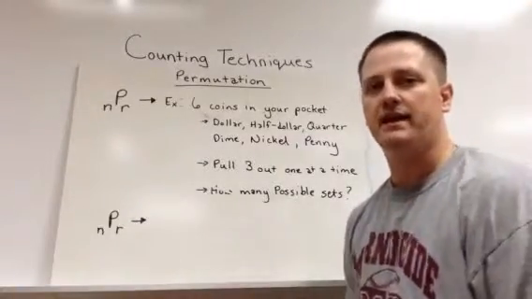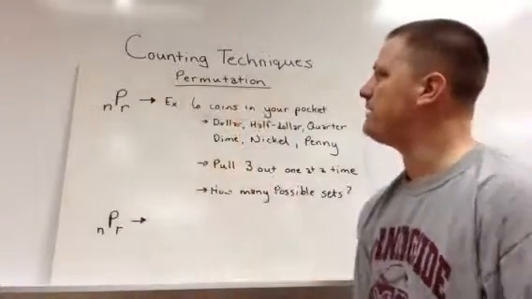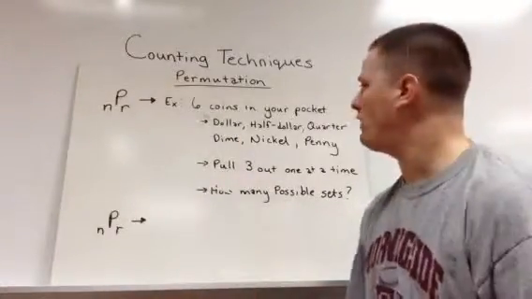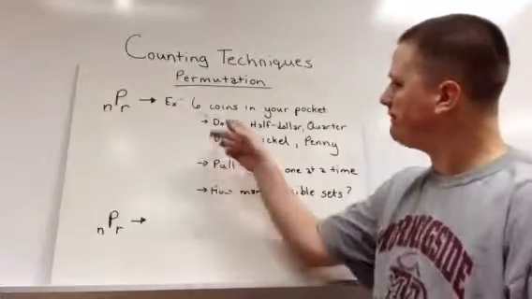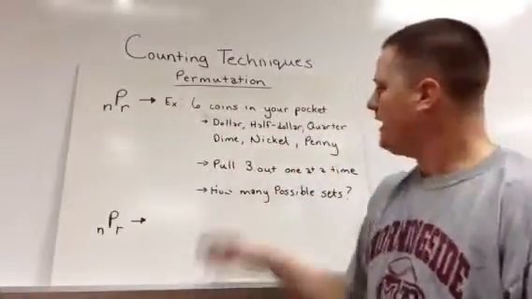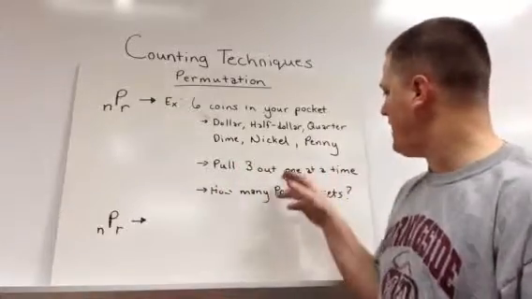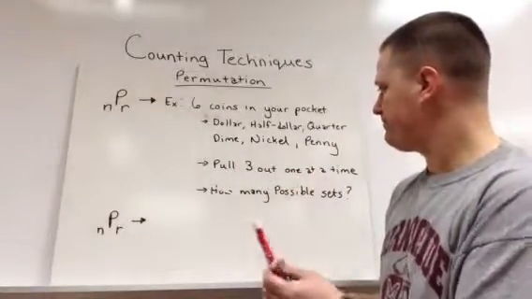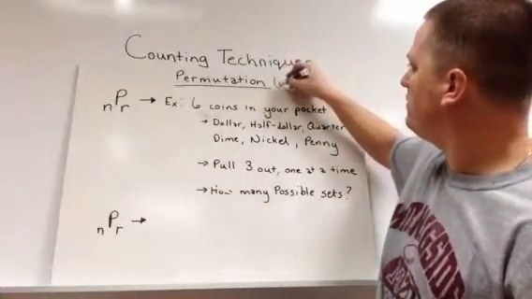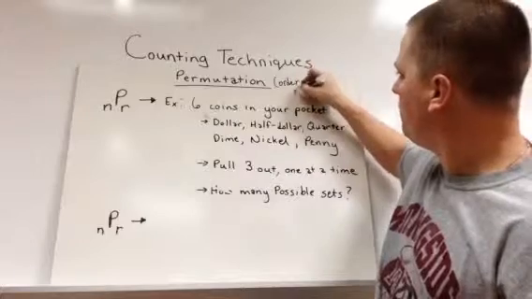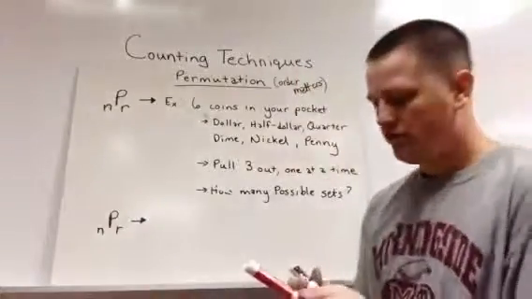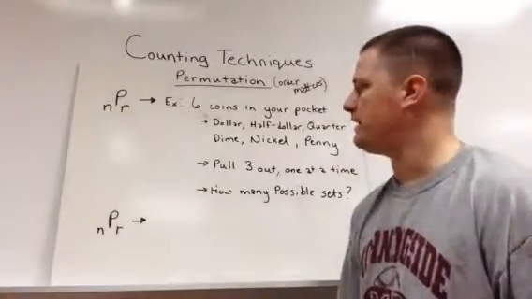Okay, this idea is based off of a permutation. So I've got another example. Say in our pocket we have 6 coins, each one being a different type of coin. $1, a half dollar, a quarter, a dime, a nickel, or a penny. If we pull 3 out one at a time, and in a permutation, order matters. So what we want to know is what the permutation would be.